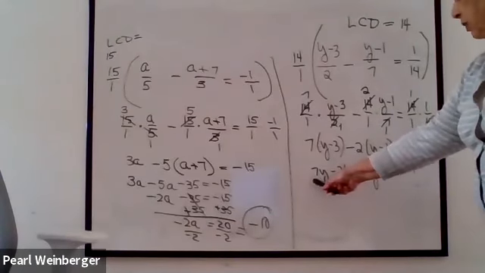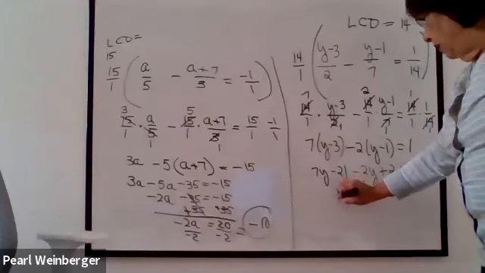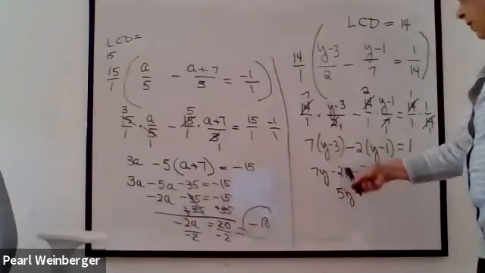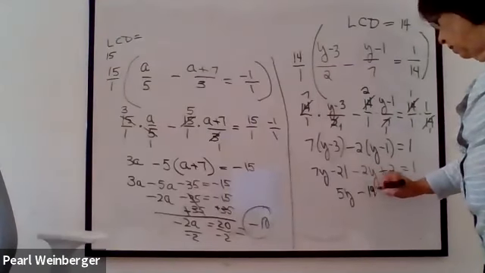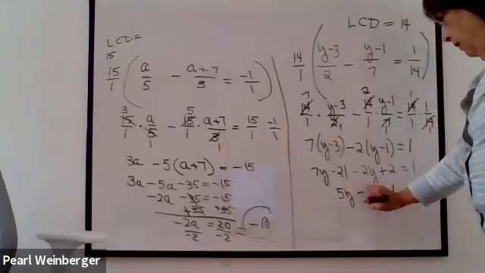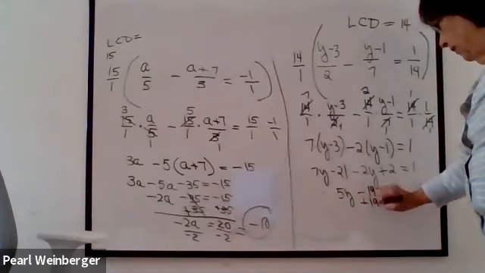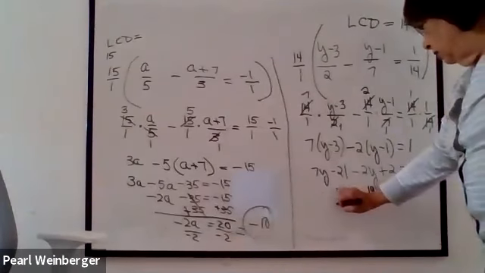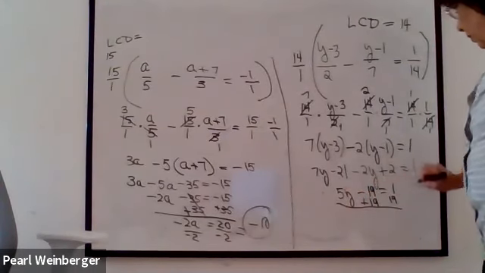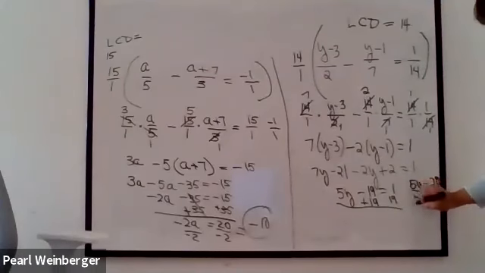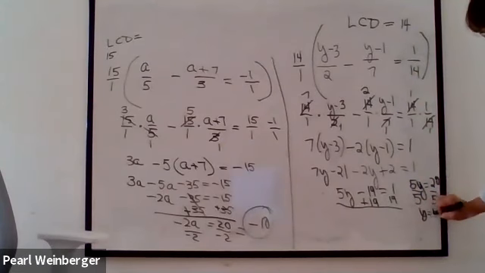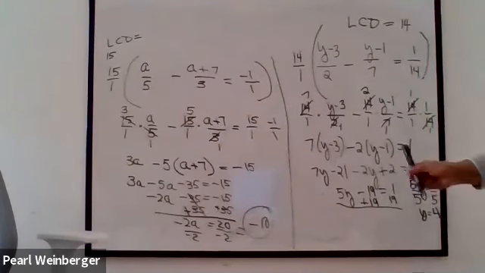I combine my like terms, 7y and negative 2y is 5y. The negative 21 and the positive 2 is negative 19. That equals 1. Okay, I'm trying to keep this up higher. I have to add 19 to both sides. That'll give me 5y equaling 20. And then I can solve this by dividing by 5 so that my y equals 4. And I got an answer, y equals 4.